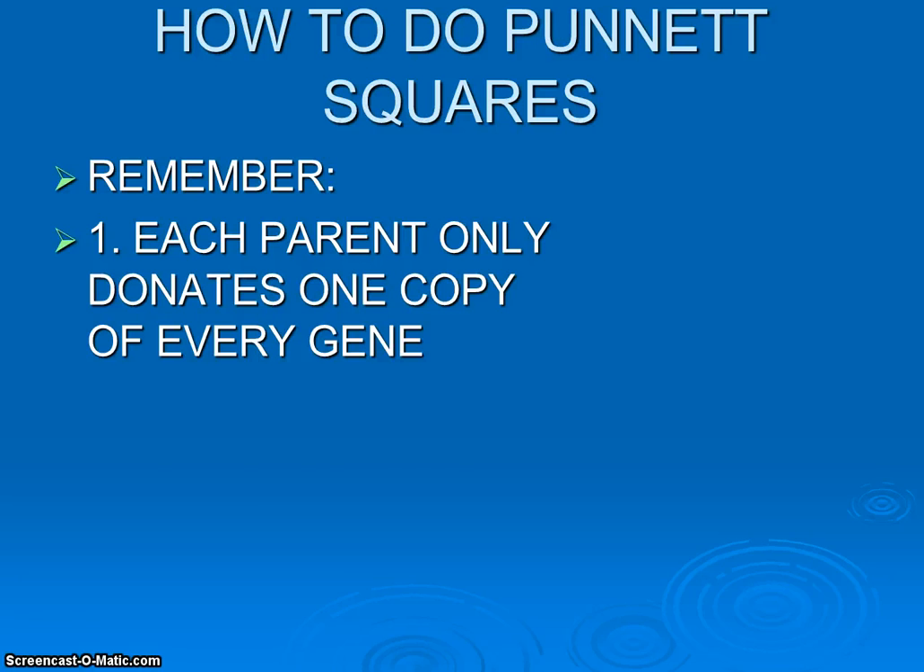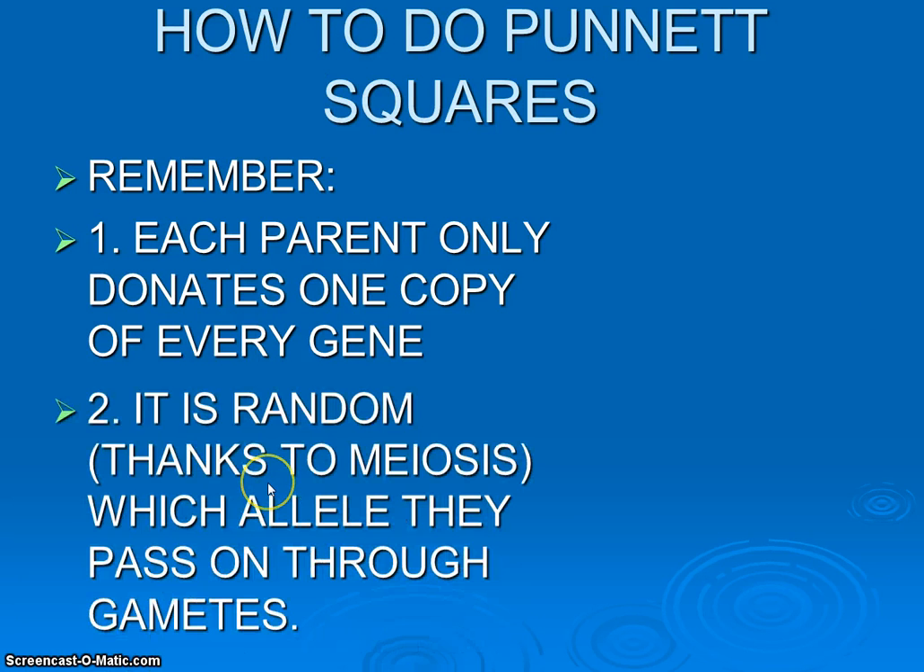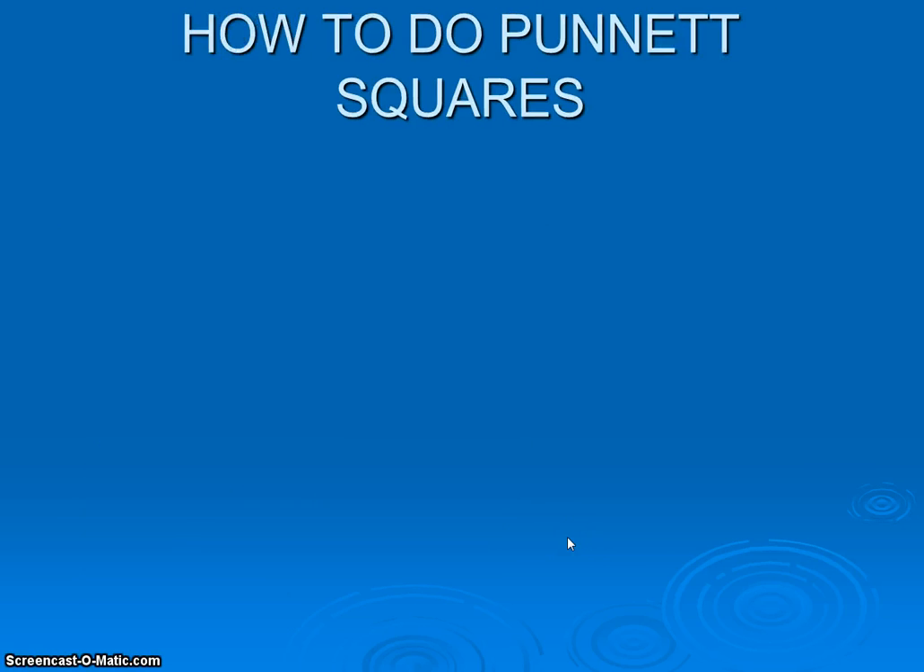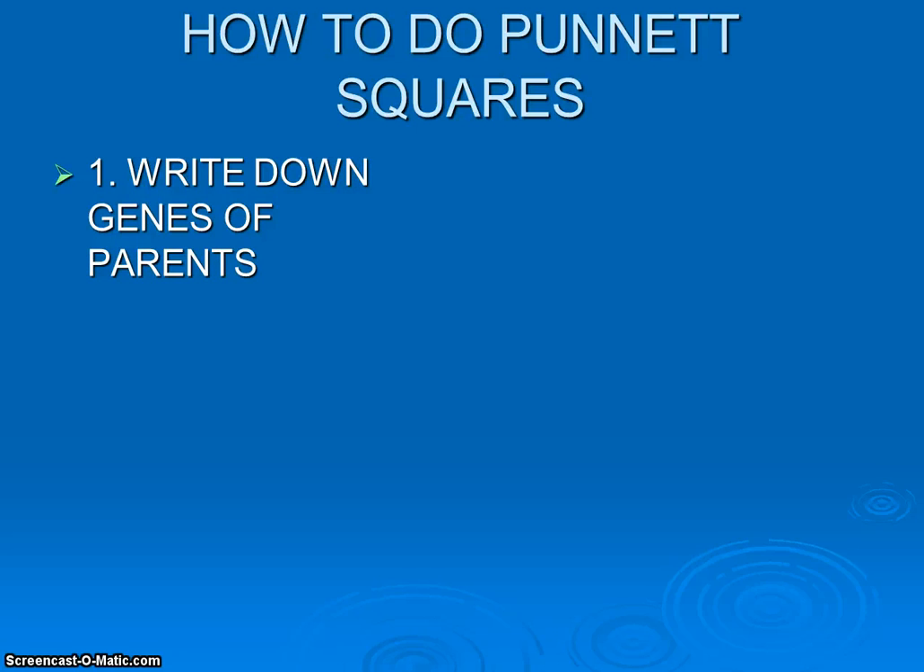That is huge. Also, remember, it's random, thanks to meiosis, which allele they pass on through their gametes. They could pass on, as in our previous version, a big T or a little t. Totally random, like flipping a coin. So how do we actually do these Punnett squares with that in mind? They are simple. Simple, simple, simple.